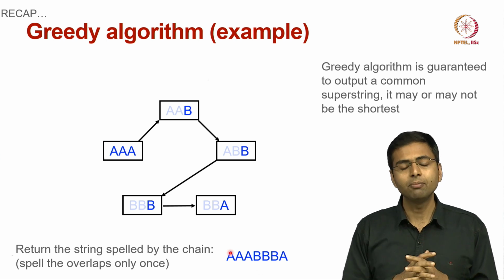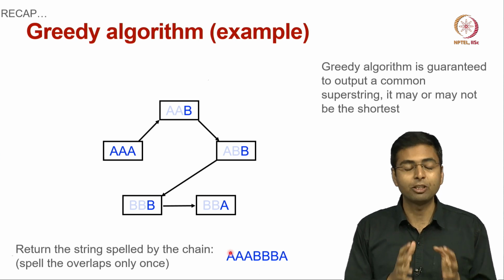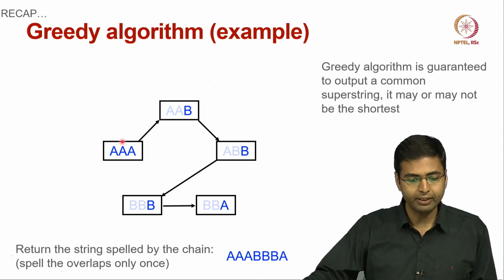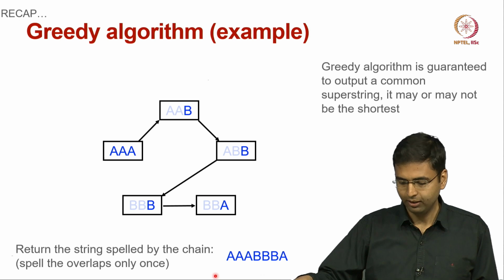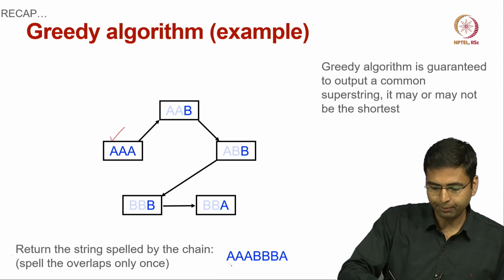Now, the greedy algorithm, as you can see here, is guaranteed to output a common superstring, that is, each of these strings is a substring of my output. So, for example, you can see that AAA is a substring, right?